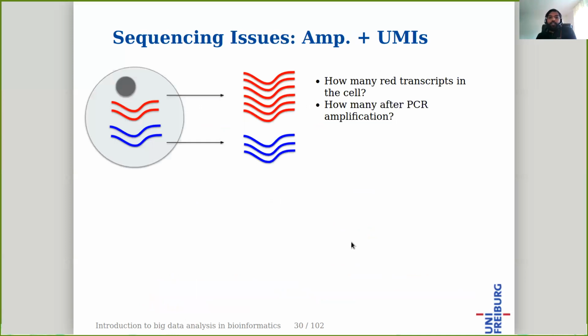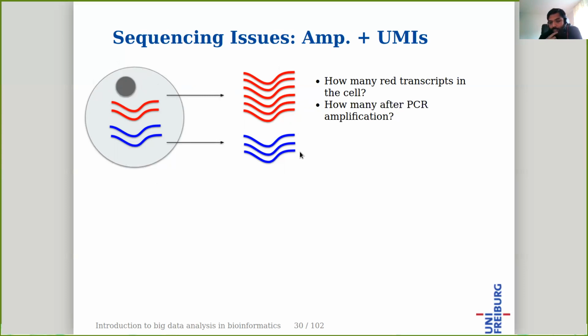So there are some issues with amplification, because amplification is really good for the sensitive detection of the transcript in the cell, but it can also cause some problems. These problems are the following. One problem, most importantly: let's assume a cell with 2 red transcripts and 2 blue transcripts, and if they are amplified, we get 6 red and 3 blue.